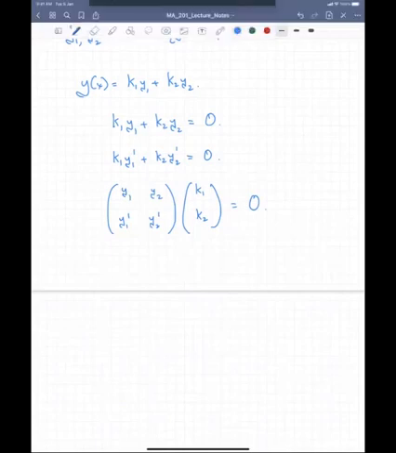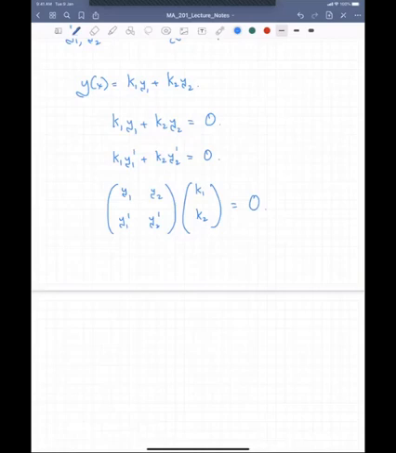y1 y2 prime minus y2 y1 prime is 0. So the determinant of this matrix should be 0 or non-zero. For k1 and k2 to be non-zero, you're on the right track. It should be 0, right?